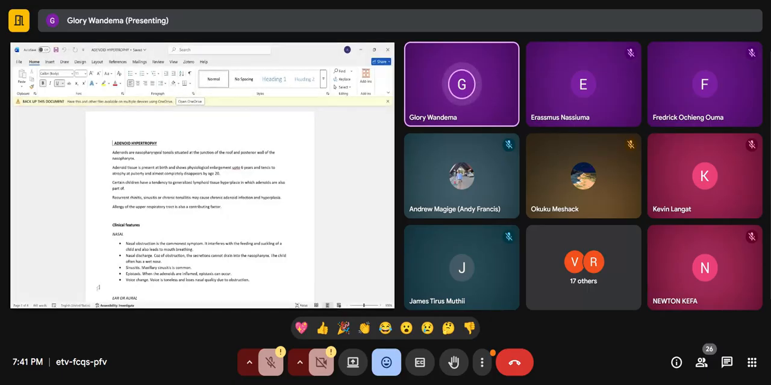They differ from the tonsils in that the tonsils have crypts. Some of our tonsils, when you look at them, they have crypts. They have small holes. Those holes are what are they called? The crypts. And the adenoids don't have the crypts. And they're all lymphoid tissues. The tonsils are lymphoid tissues, and the adenoids are also lymphoid tissues.